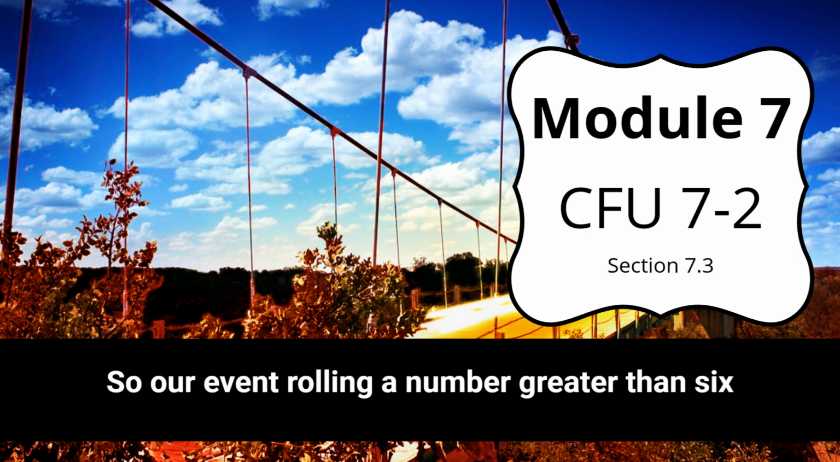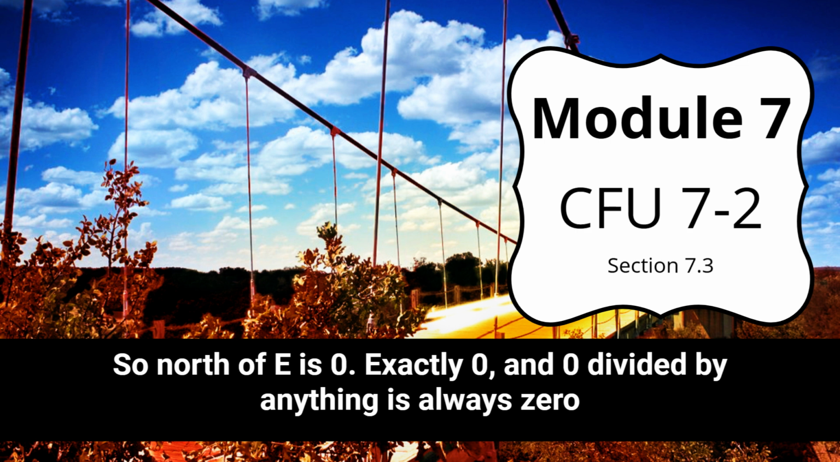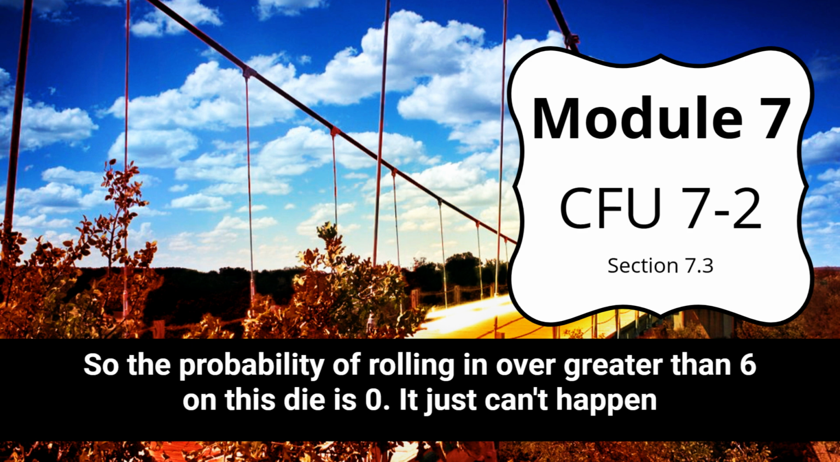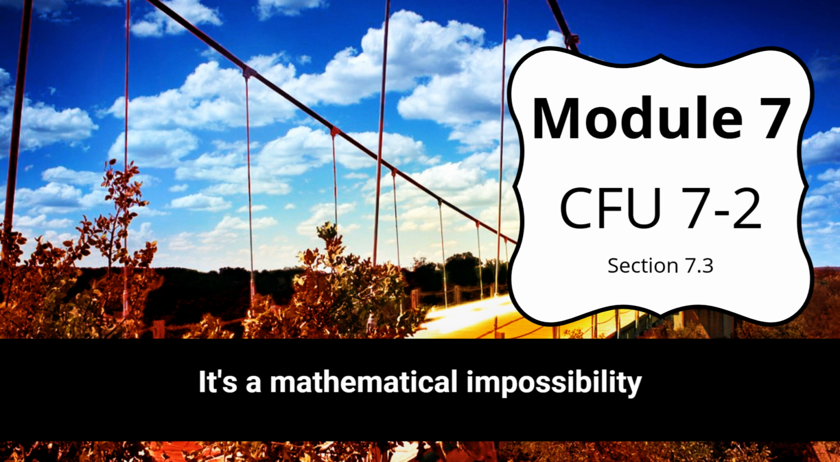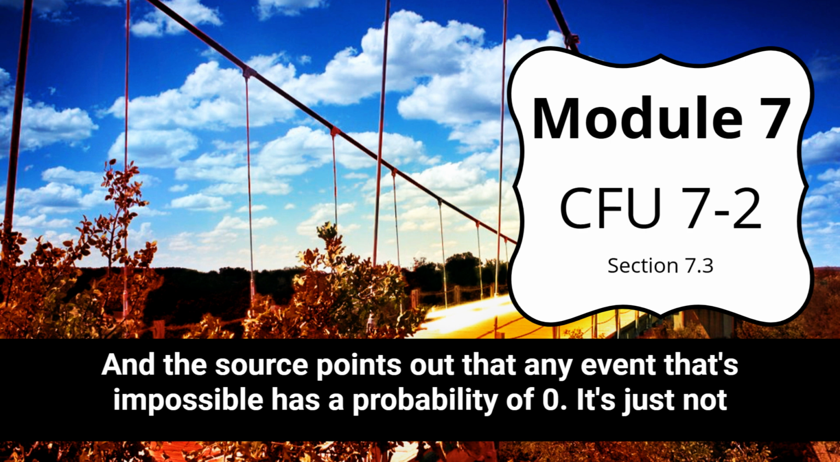So our event, rolling a number greater than 6, is an empty set. It can't happen. So n of E is 0. Exactly, 0. And 0 divided by anything is always 0. So the probability of rolling a number greater than 6 on this die is 0. It just can't happen. It's a mathematical impossibility. And the source points out that any event that's impossible has a probability of 0. It's just not going to happen.